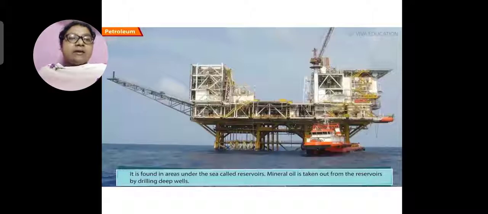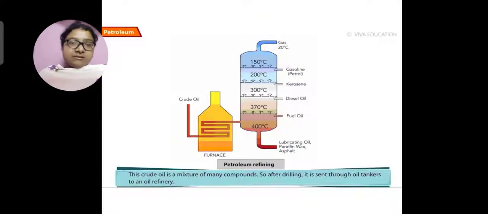Okay, so how can we extract petroleum? We can find petroleum near sea areas. It has been preserved in reservoirs, and this mineral oil or petrol is taken out of the reservoirs by drilling deep wells. After taking it out, we send this petroleum to be refined. As it is a crude oil and a mixture of many compounds, many other products are mixed with this petroleum.